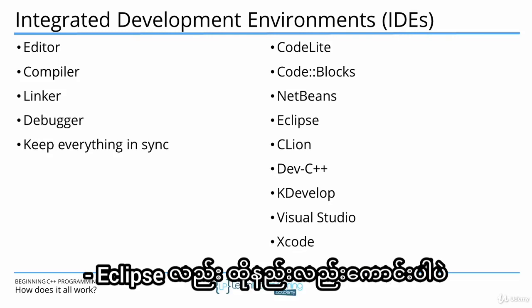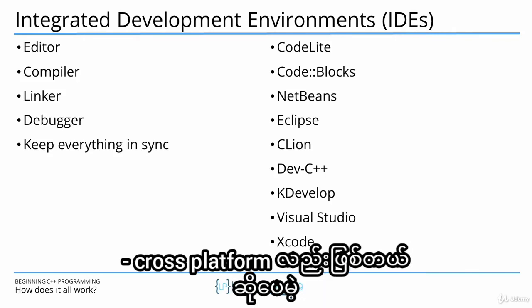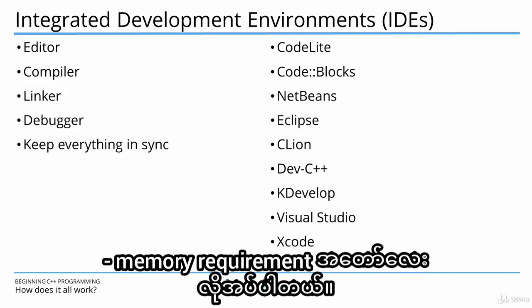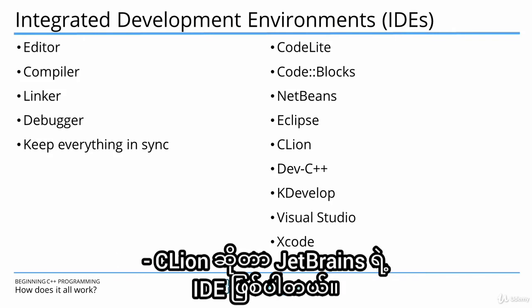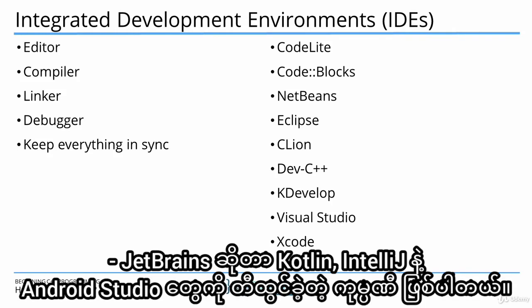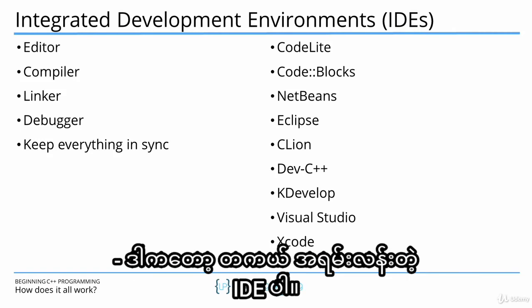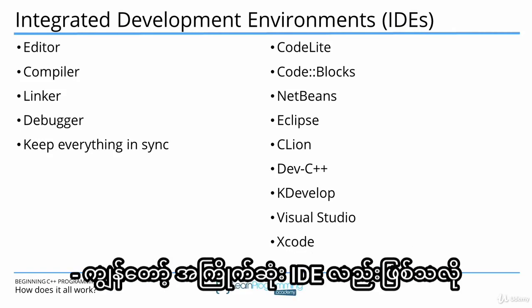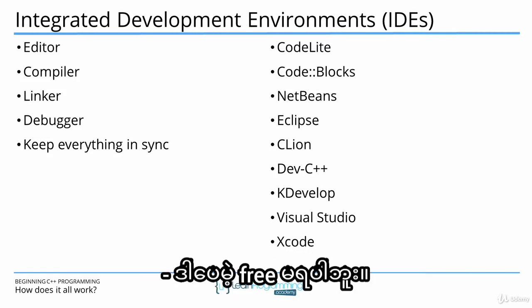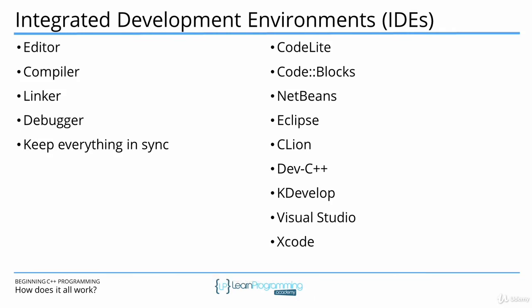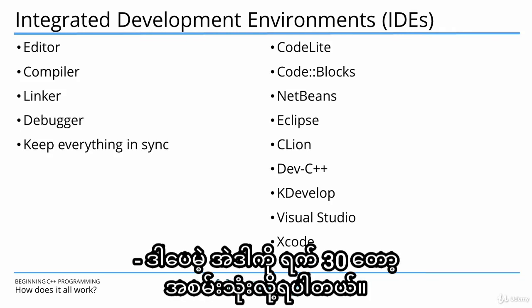Same thing with Eclipse. It supports many different languages. It's cross-platform, but it's got pretty heavy memory requirements. CLion is an IDE by JetBrains. This is the company that's created Kotlin, IntelliJ, Android Studio. This is an awesome IDE. This is my IDE of choice, but it's not free. It's actually quite expensive. But there's a download available that gives you a 30-day trial, and you can try it out and see if you like it.